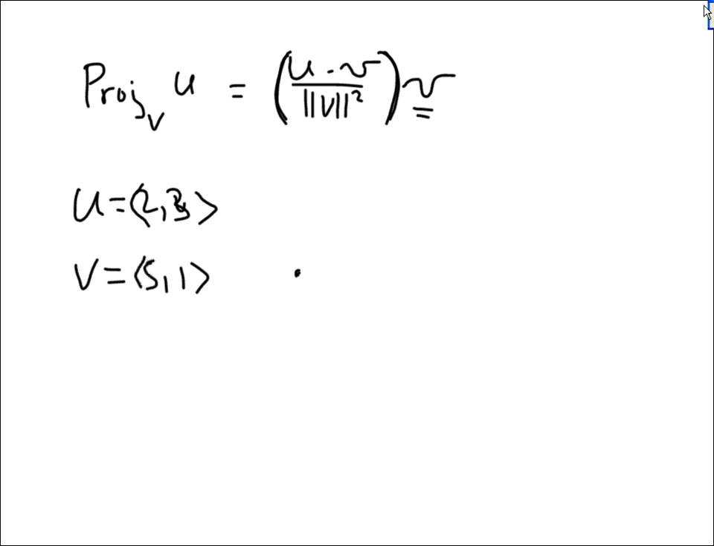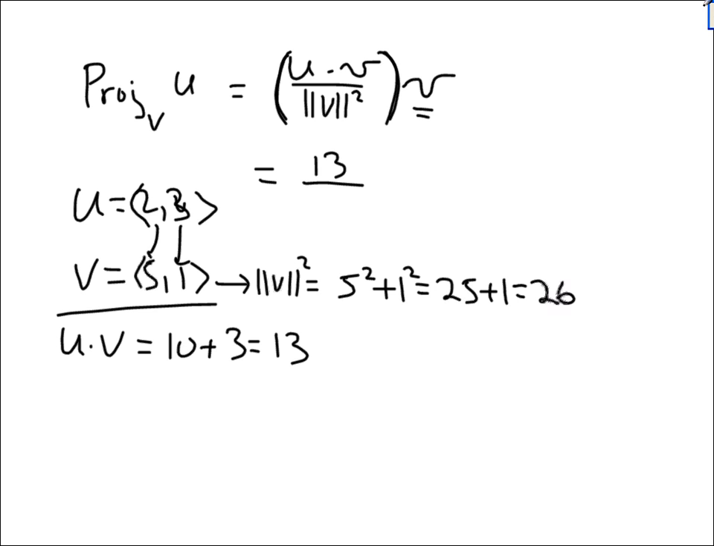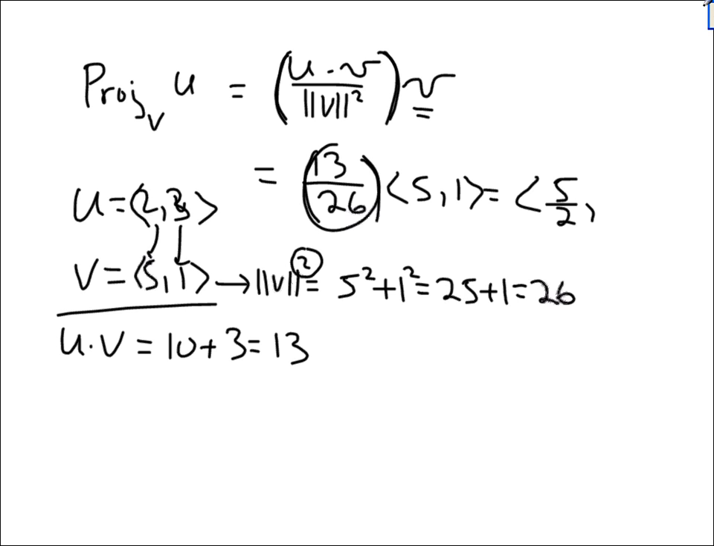Okay, let us find U dot V. U dot V, you multiply the first values, you multiply the second values, you add them up. So we get 13 divided by the length of V squared. The length of V squared is just 5 squared plus 1 squared, which is 25 plus 1, which is 26. Since it said squared, I'm not taking the square root. So I divide by 26, times the vector V, which is 5, 1. A little arithmetic tells me that's a half. So I take half of the 5, and half of the 1. And there it is. You actually just get half of it.